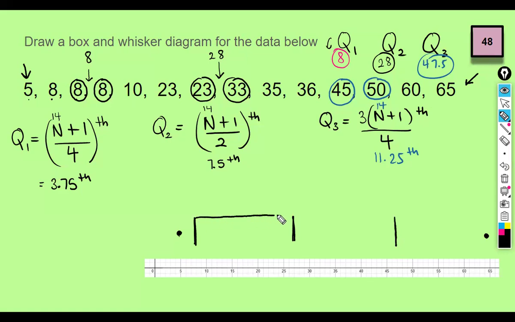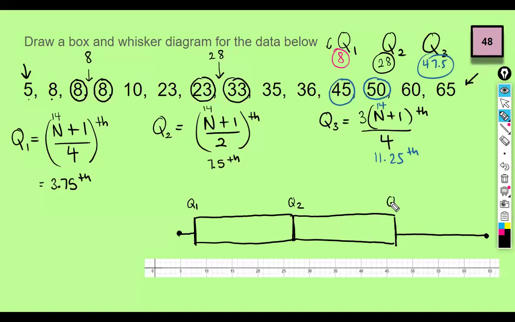These three, make a box out of it. And then draw lines coming out of it, the whiskers, to the lowest and highest point. So this line here is Q1, this one represents Q2, and this one represents Q3. Take 2 minutes, draw it out. Let me know when you are finished.